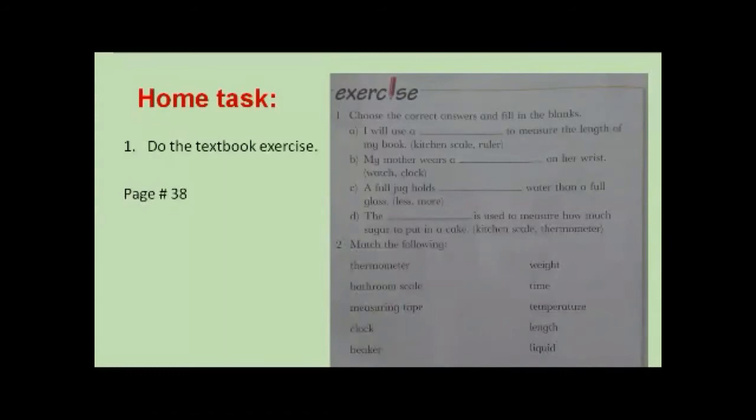So the first question is, do the textbook exercise, and it's the page number 38. Okay, do the textbook exercise, page number 38. Okay, take a picture or a screenshot. Be quick.